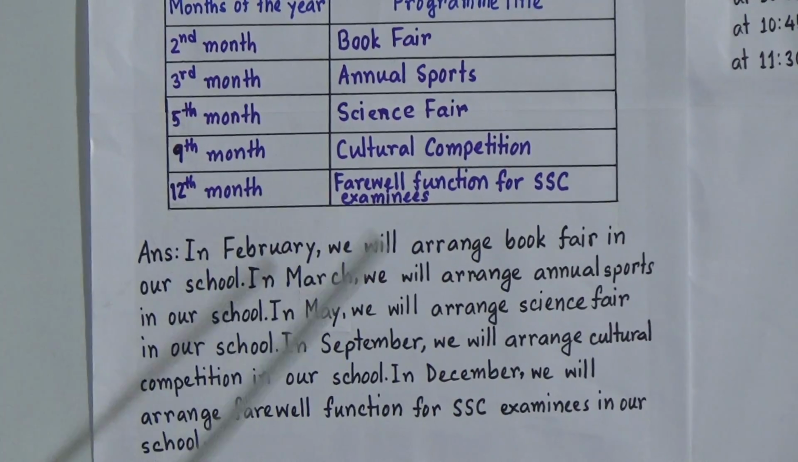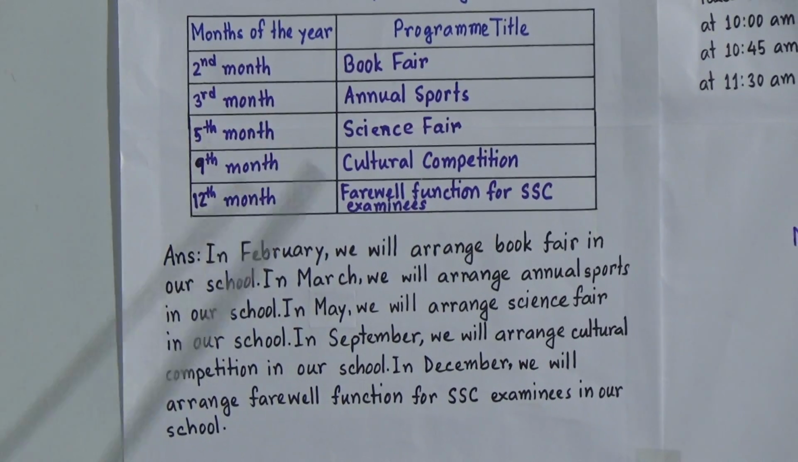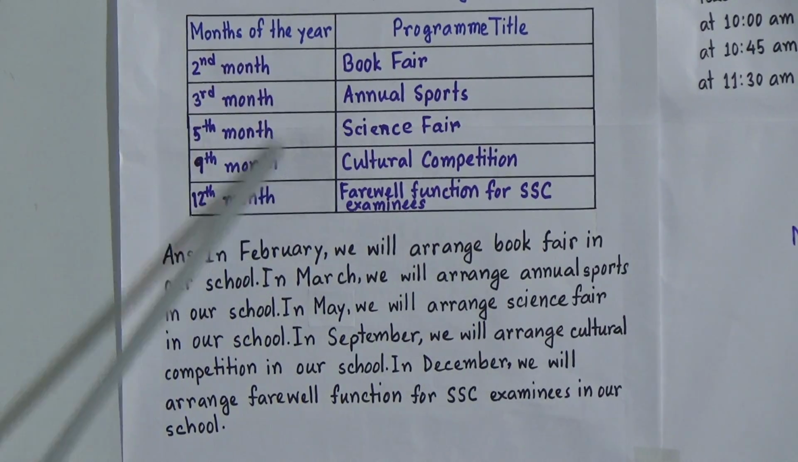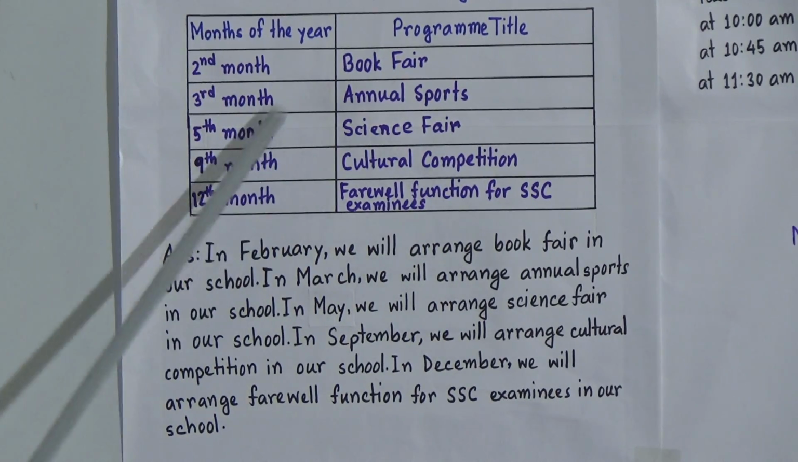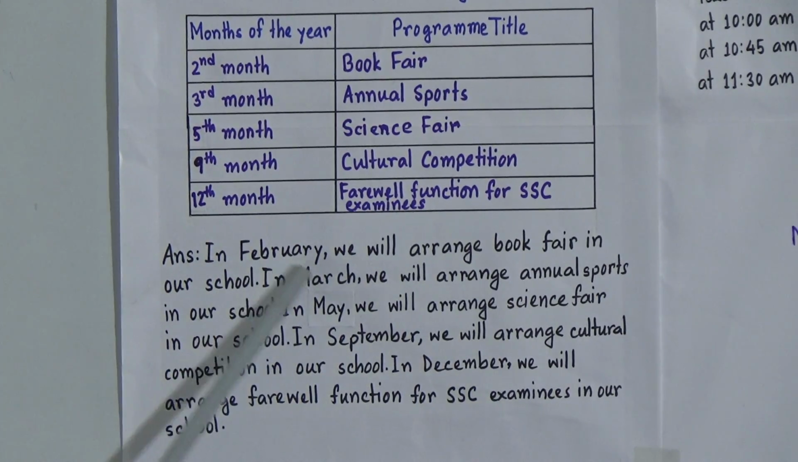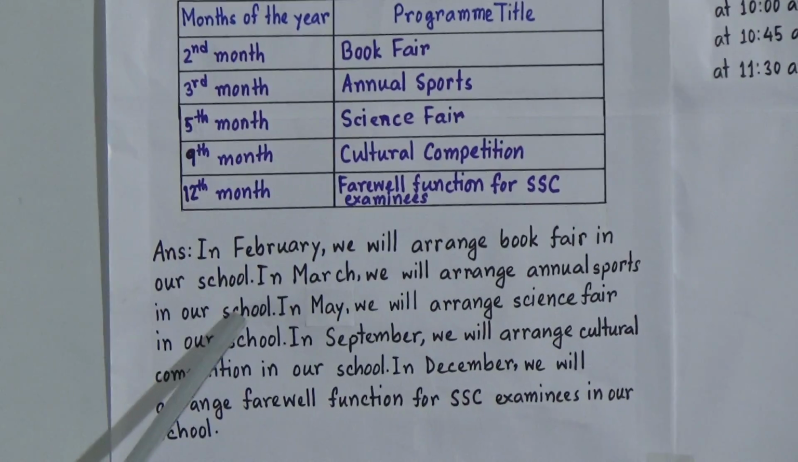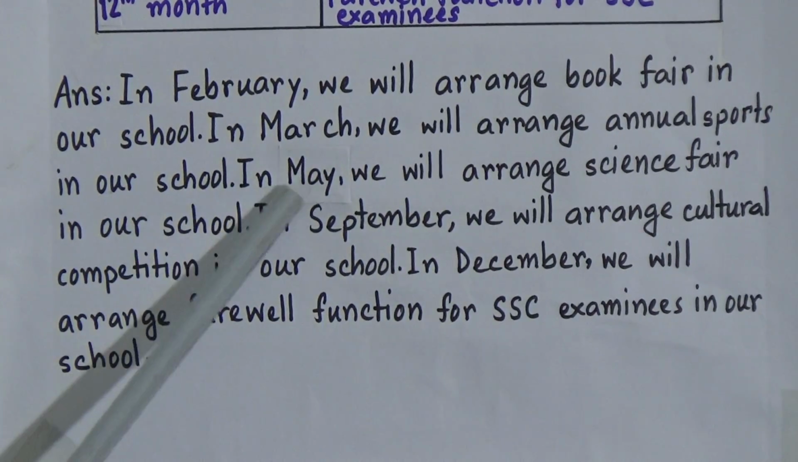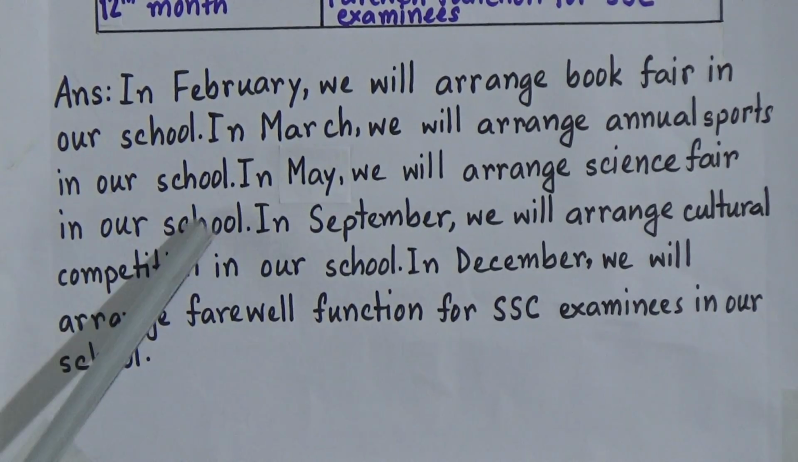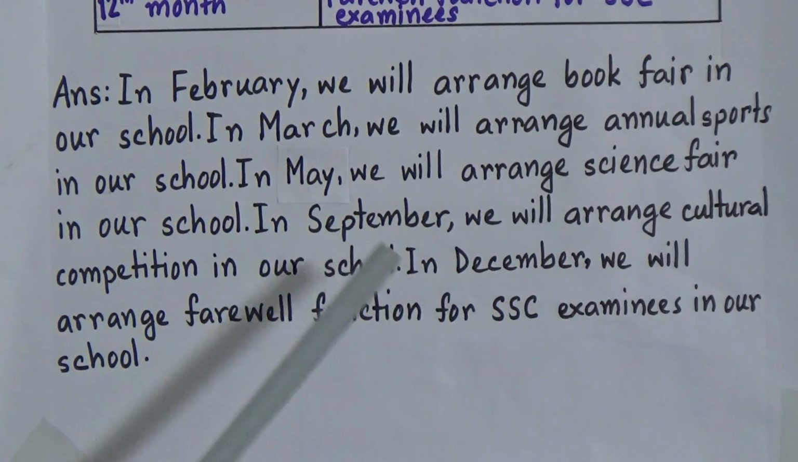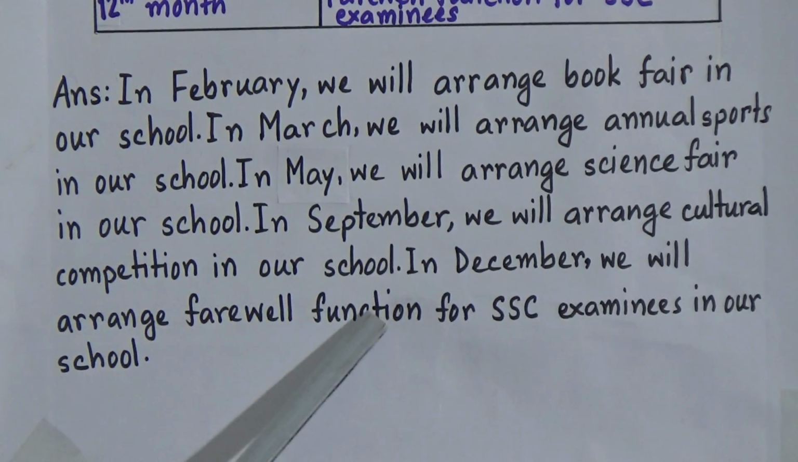Whenever you are going to write the answer, you need to focus on this instruction, focus on the month of the year, and you need to write it correctly. So let's read the answer again. In February we will arrange book fair in our school. In March, we will arrange annual sports in our school. In May, we will arrange science fair in our school. In September, we will arrange cultural competition in our school. In December, we will arrange farewell function for SSC examinees in our school.